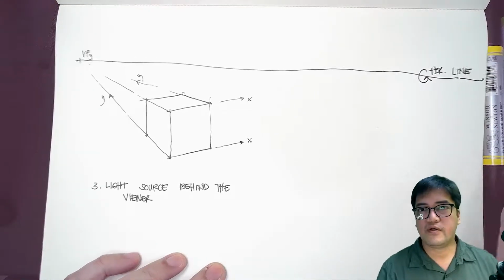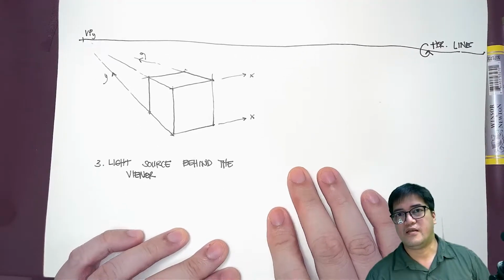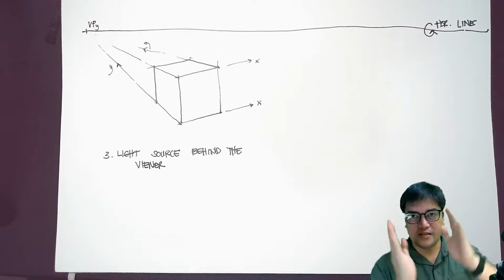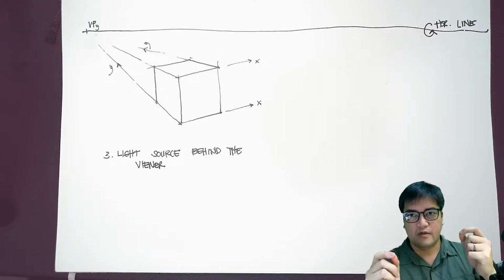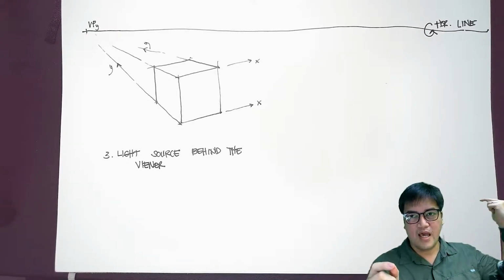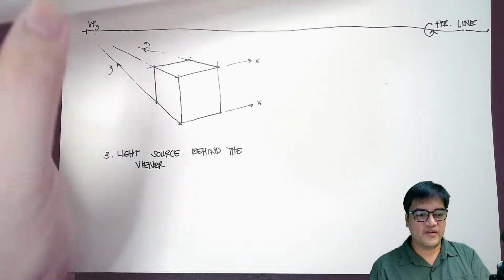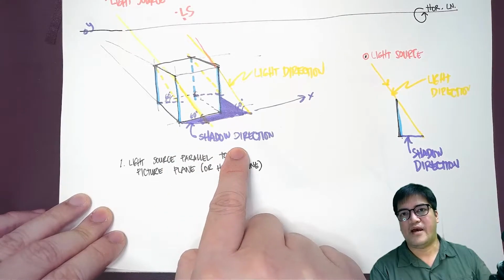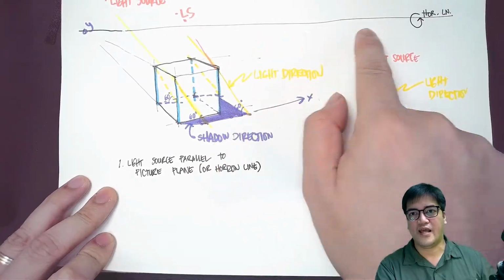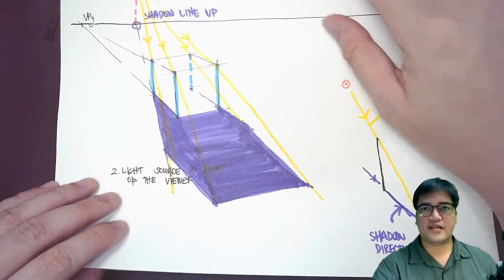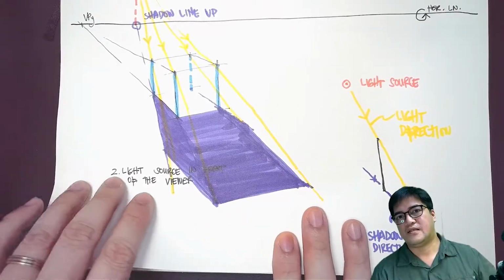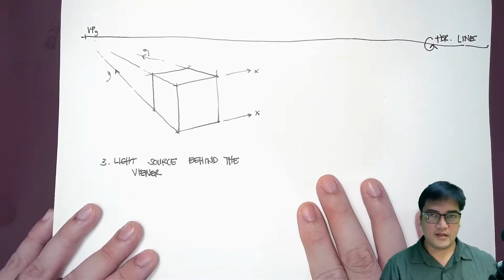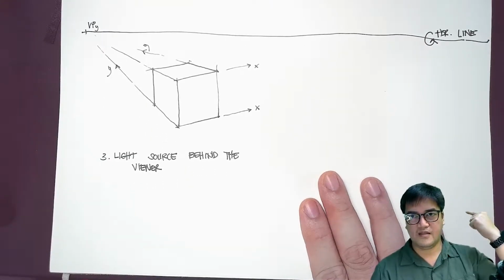Now for this lecture, we're going to talk about how we would plot the shadow if the distant light, in this case the sun, is behind the viewer. Previously, we've already talked about the first type of shadow, which is parallel to the horizon line or picture plane. And then the second type of shadow is if the light source is in front of the viewer. For this one, it's going to be behind the viewer.